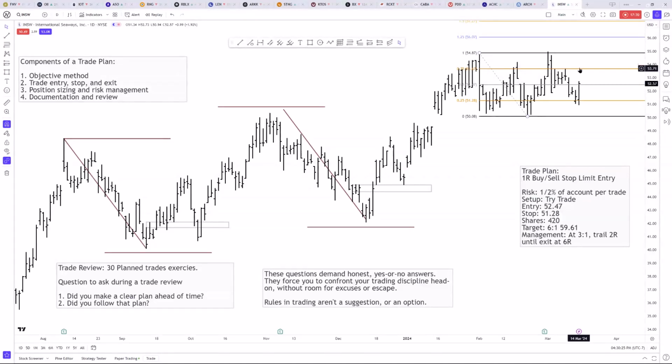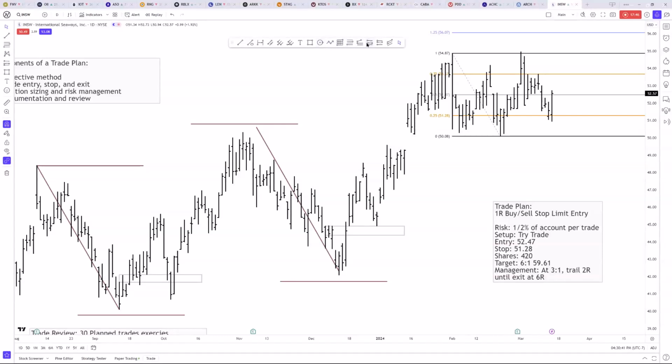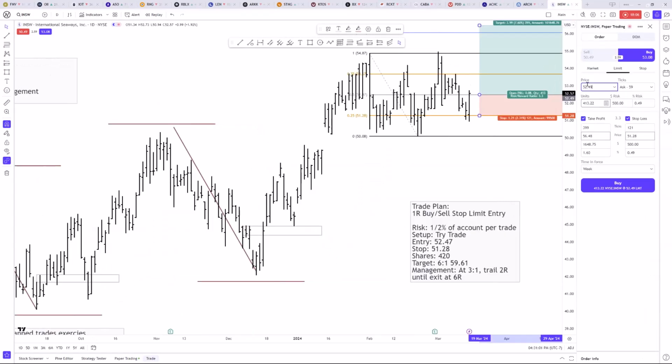And if price starts to take off without me, by the time it starts to close above that high, then I'll cancel that order. So everything is already known. There's not a whole lot of mystery here. So let's just go to the trouble of actually placing the order. Still getting the hang of TradingView. All right, so let's just tighten this up. It's going to be 52.47, and this is going to be 51.28, and this is going to be 59.61 target.